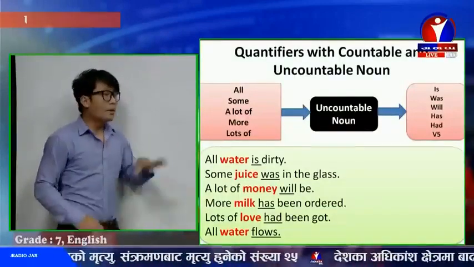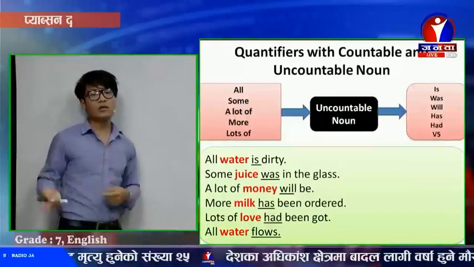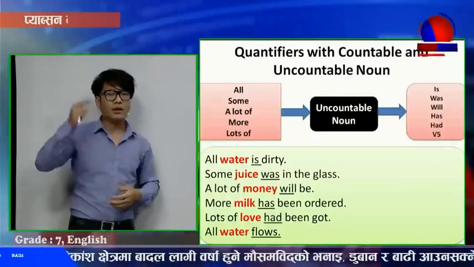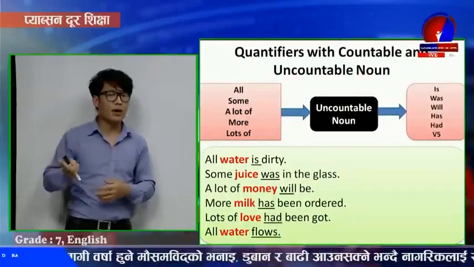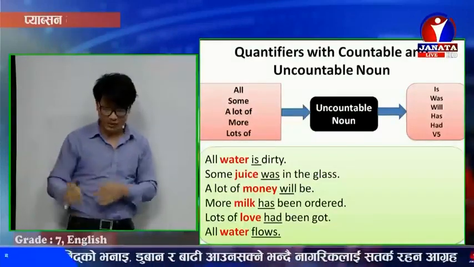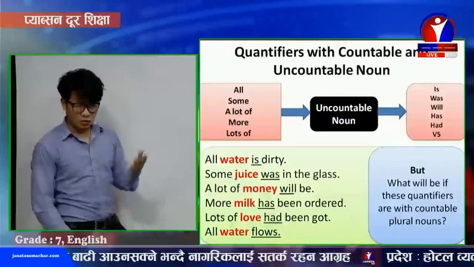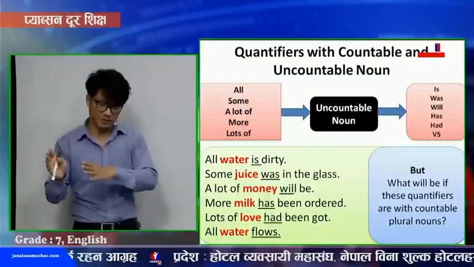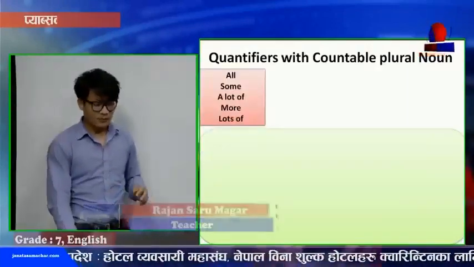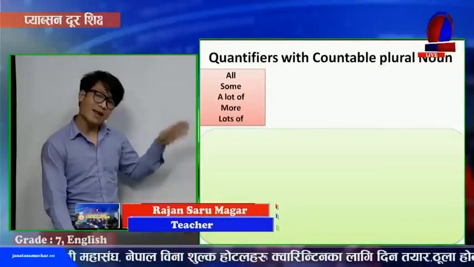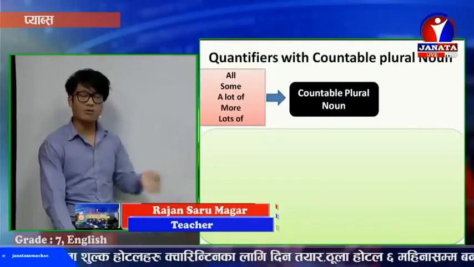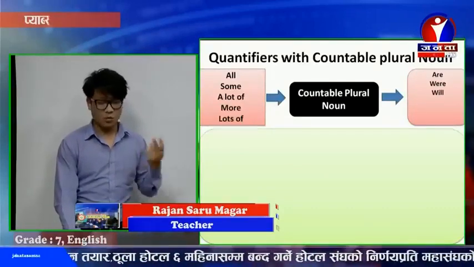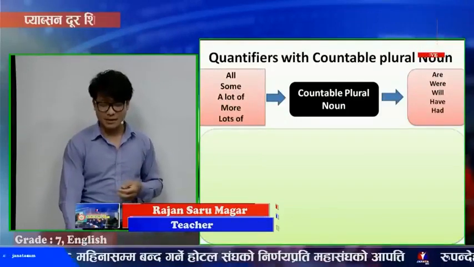So remember. But now the question is: what will be the verb if these quantifiers come with a plural countable noun? Then which verbs are used? So let's see. Some, all, a lot of, more, and lots of. If there is a countable plural noun after them, then we use are, were, will, have, had, and verb 1.